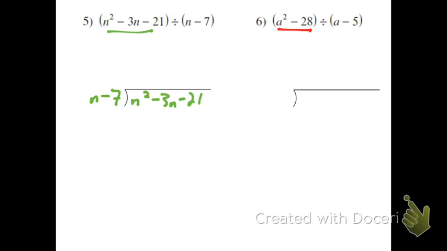That's in descending order. However, there's no middle term. So if we're going second power, first power, 0 power, there's no first power over here. There's a second and there's a 0, but no first power. So what we have to do is put a placeholder in there. And 6 is the first problem that we're starting with today. So a squared plus 0a minus 28. We have to take into account the fact that there's no n term or a term, if you will.